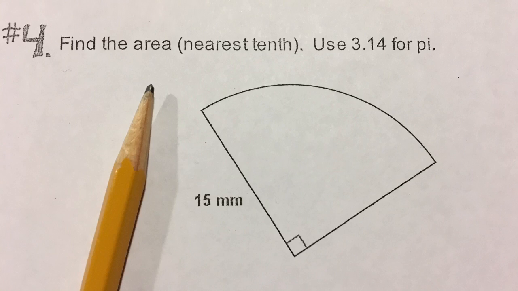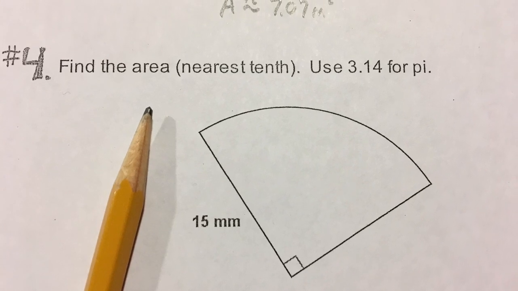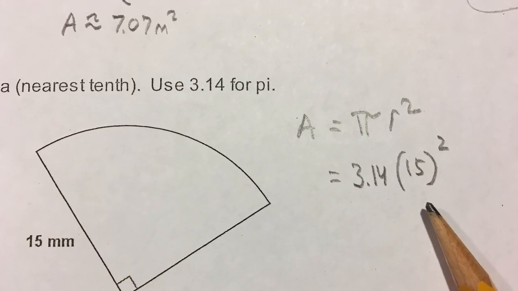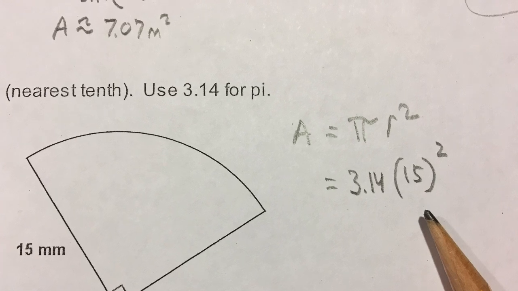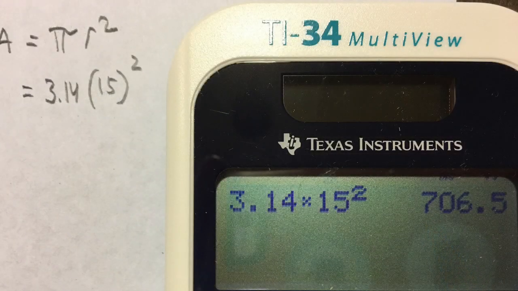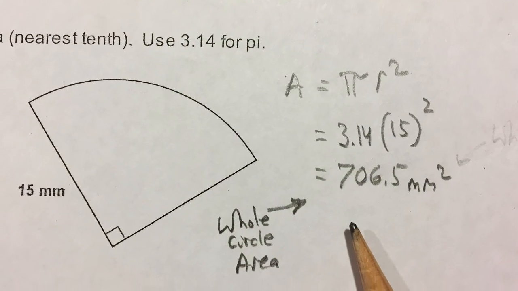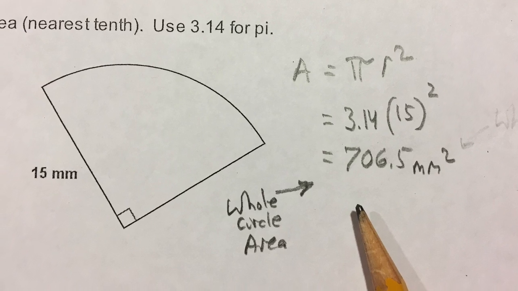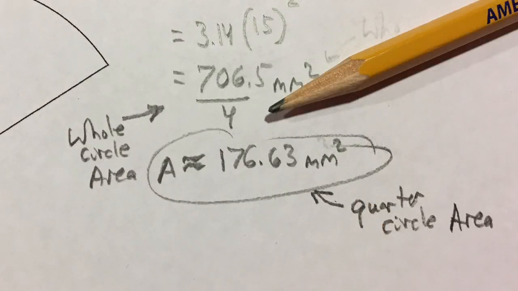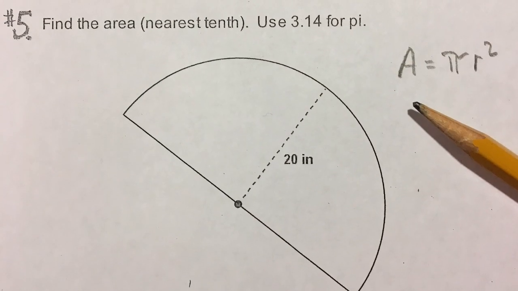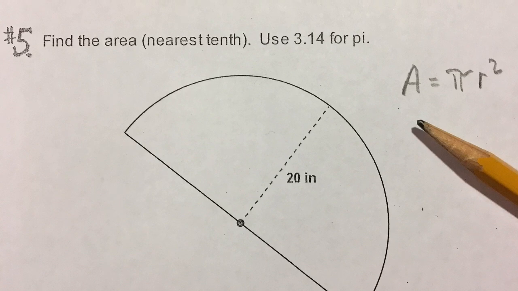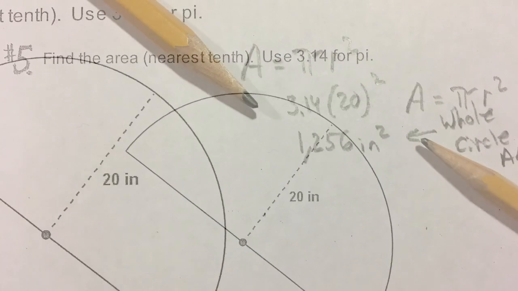Example 4, we're supposed to find the area of a quarter of a circle. So just apply the formula for a full circle, area equals pi r squared, and you end up finding out that the area will be 706.5 millimeters squared. So that'd be the whole circle. So to find the quarter circle, you just divide by 4, and the result is an area of about 176.63 millimeters squared.